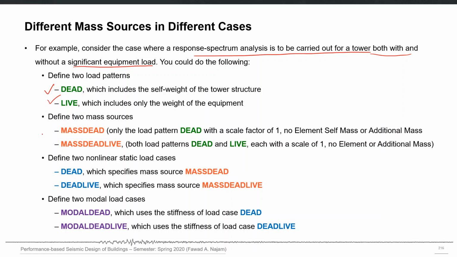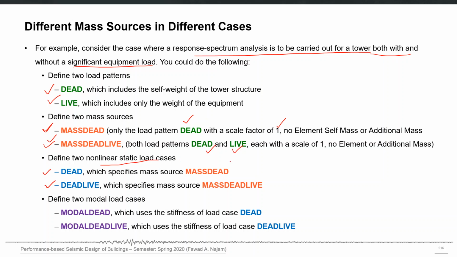So you define two mass sources, mass dead and mass dead live. Mass dead will have only the dead load pattern with a scale factor of 1, but mass dead live will have load patterns dead and live both, which will be converted to mass. So you will have two mass sources. Then you define two nonlinear static load cases, because this will allow you to change the mass source. The linear static load case will use the default mass source and will not allow you to change the mass source.